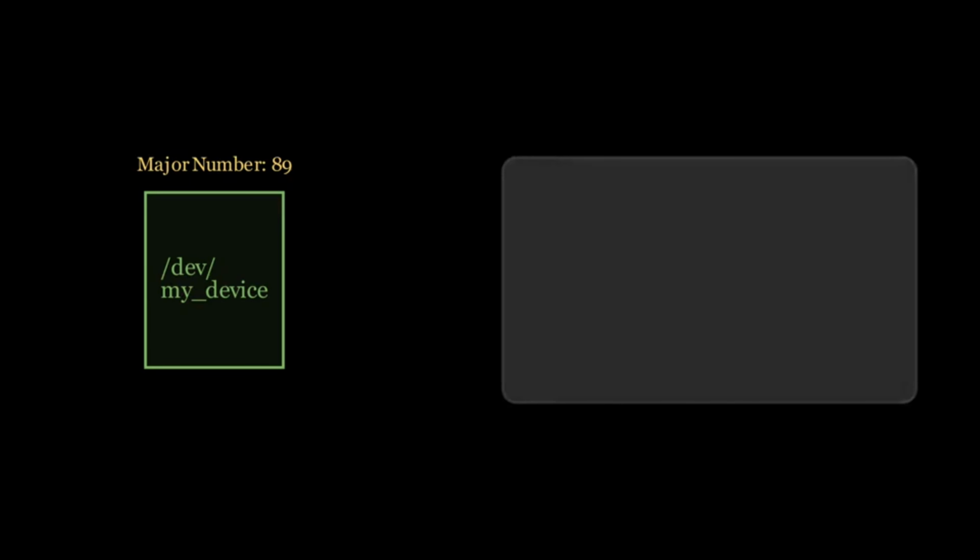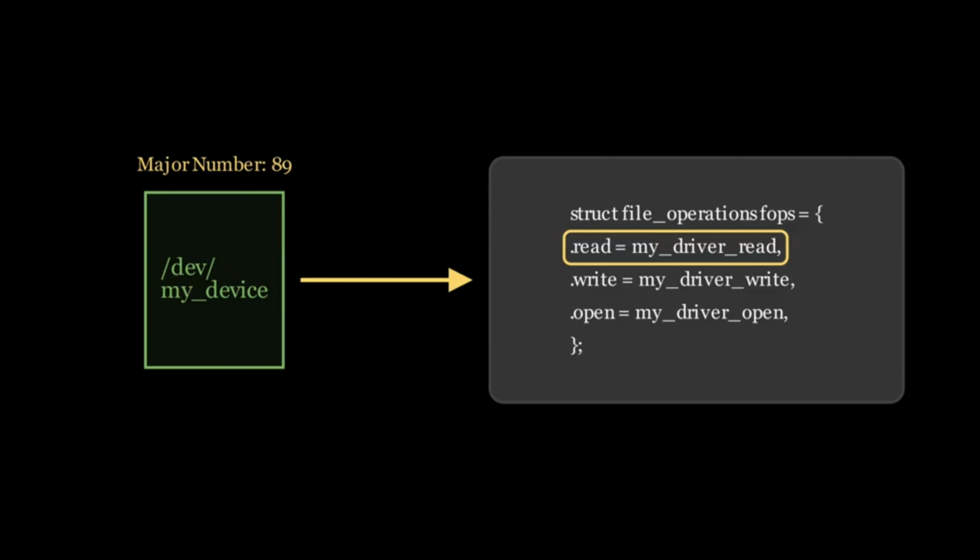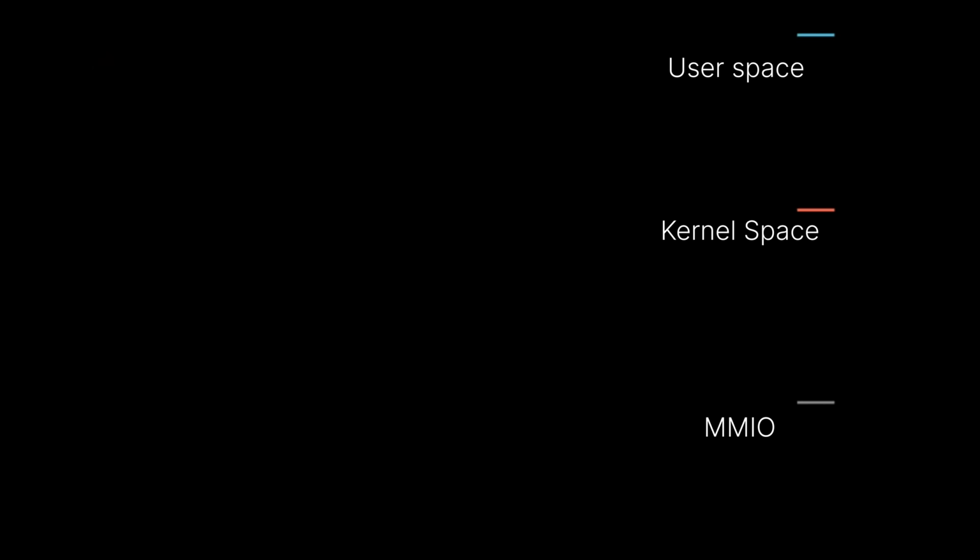Here is the genius of Linux. Everything is a file. To the kernel, your mouse or your SSD is just a file in the dev folder. Each of these files has a major number. The kernel looks at that number like a GPS coordinate to find the right driver. It then maps standard commands like open, read, or write to the specific code inside the driver's brain.